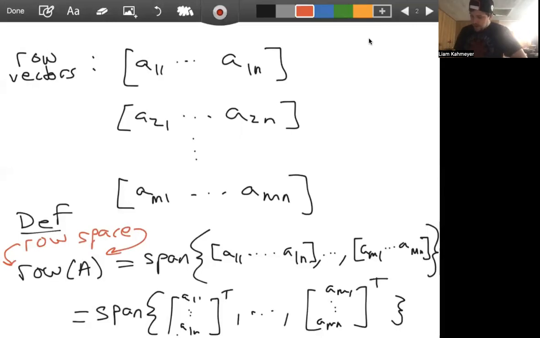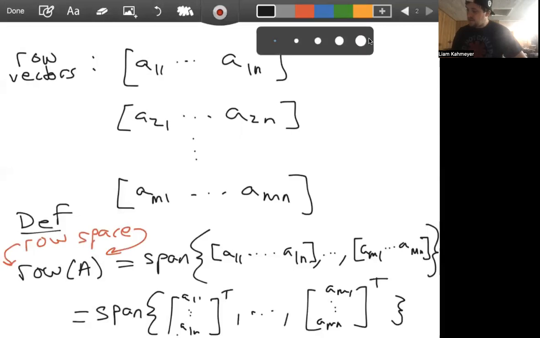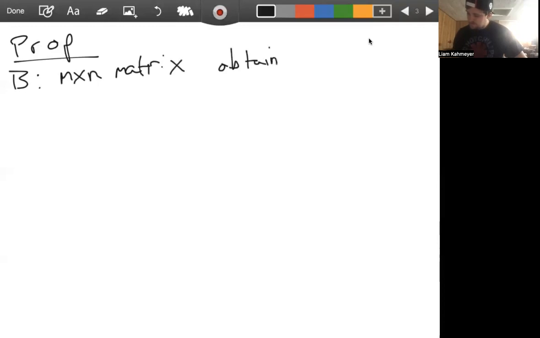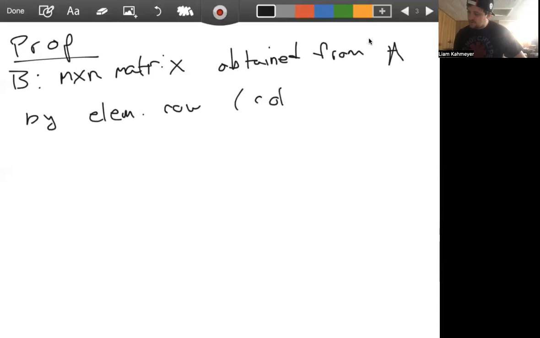Okay, now let's see some important facts we have about row space and column space, and then let's do a couple of examples here. So we have the following proposition. Let B be an m by n matrix obtained from A by elementary row or column operations.